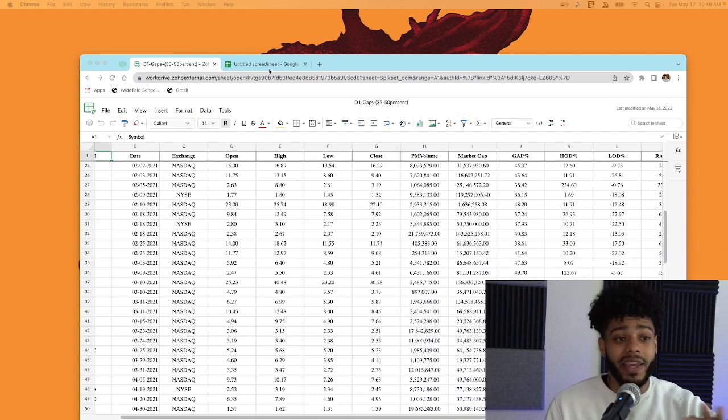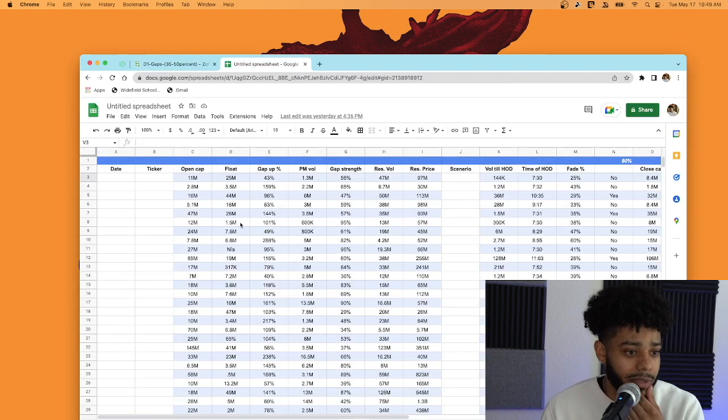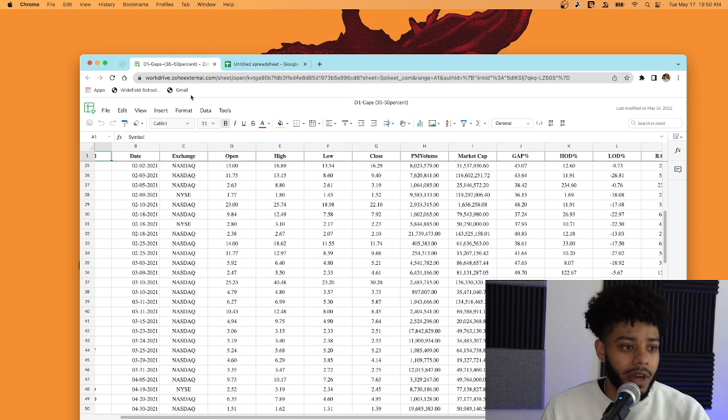Beforehand, I was tracking everything by hand. So this is one of my sheets that I would use. I would track the date, the ticker, the open market cap, the float, the gap up percentage, the pre-market volume, the gap strength. I mean, you name it, everything. I was tracking all of these individually by hand, one by one. So loading up these sheets would take hours and hours. Doing it manually by hand, but now I pull them automatically.